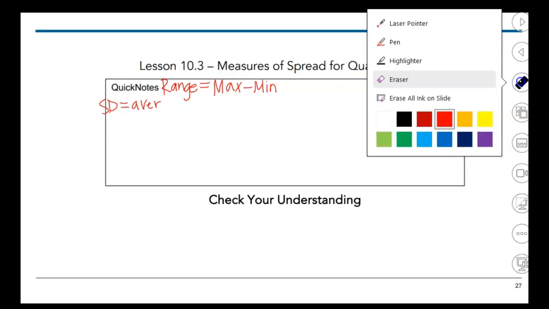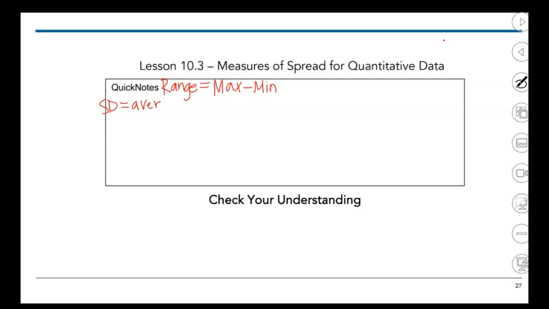So average. Average distance from what? From the mean. Good. That's standard deviation, SD. Okay. So if you see those words together, average distance from the mean, that's the standard deviation. That's the calculation that we just did for DAV.